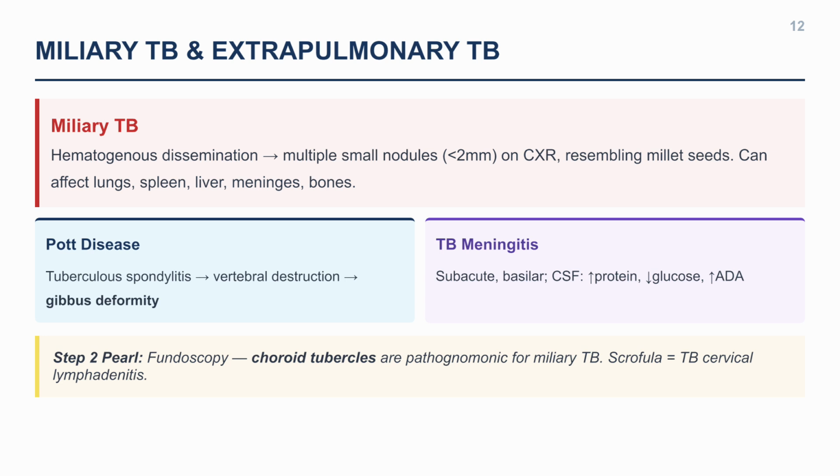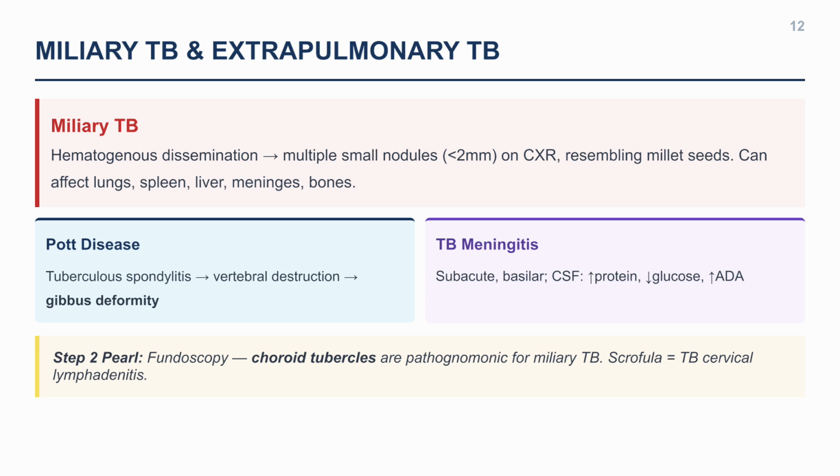Miliary TB results from hematogenous dissemination of M. tuberculosis, producing multiple small nodules throughout the lungs that resemble millet seeds on chest X-ray. It can affect almost any organ: lungs, spleen, liver, lymph nodes, meninges, vertebrae, or long bones. Pott disease is tuberculous spondylitis, which destroys vertebral bodies and produces a gibbous deformity.